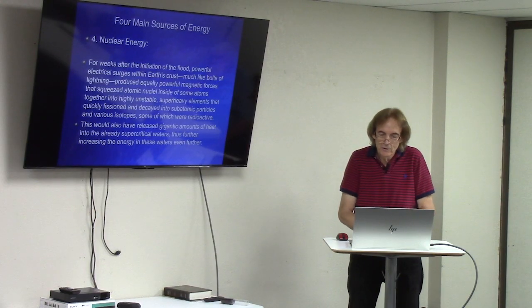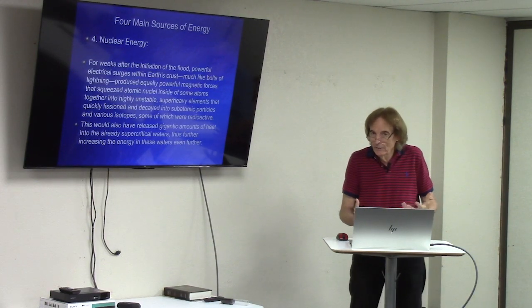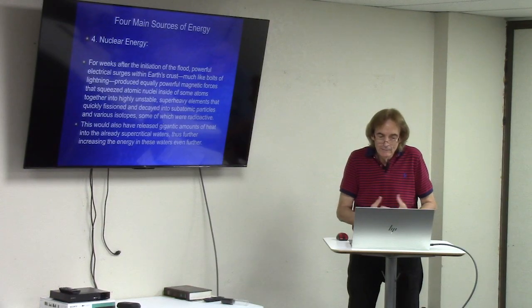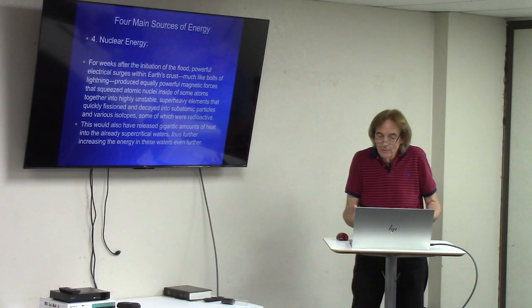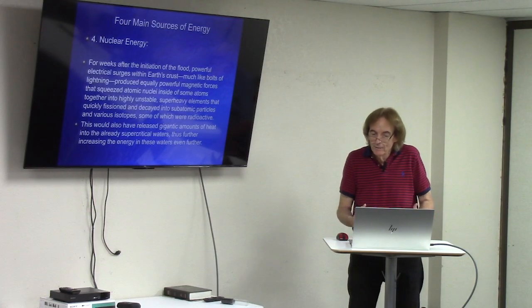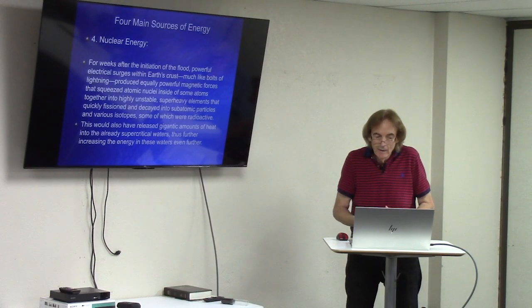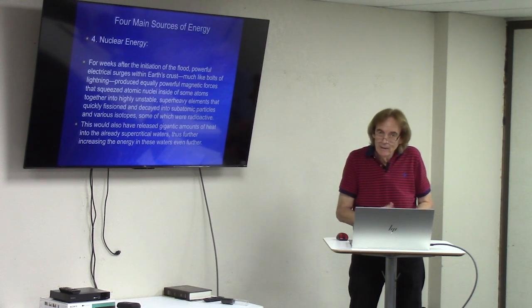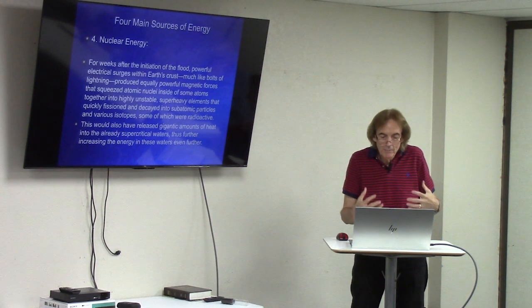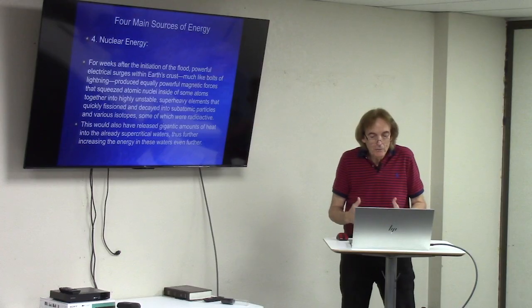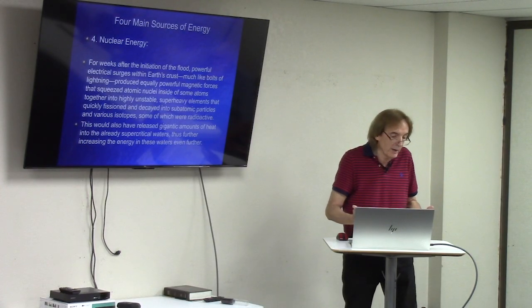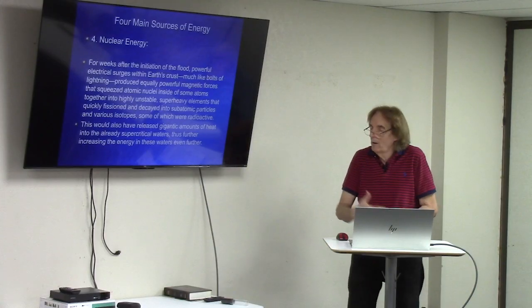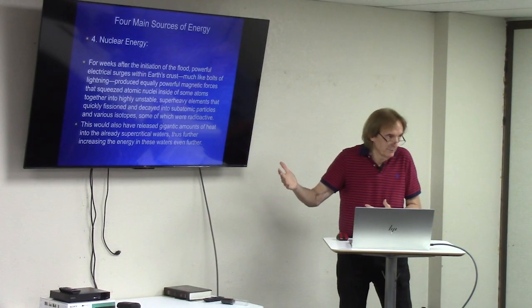So these are electrical charges, basically kind of like lightning in the crust. And this huge amount of electrical surges produce magnetic forces that squeeze the nucleuses of certain atoms together, making them highly unstable. And so some of these would have decayed or quickly fissioned and decayed into various isotopes, and some of these would have been radioactive. So this starts to explain why do we have radioactive materials today?